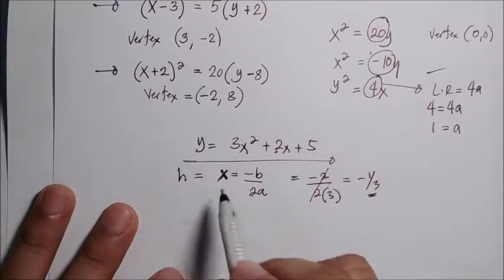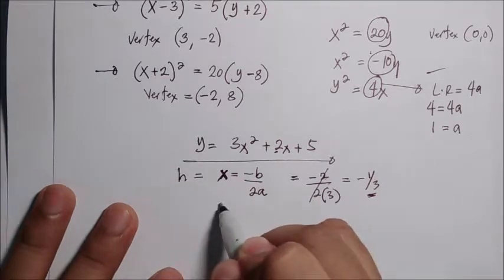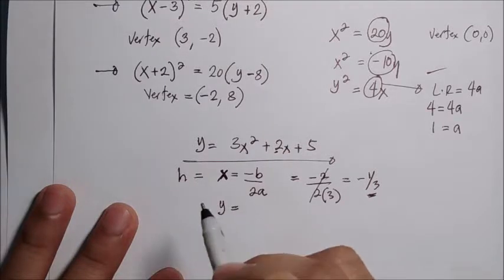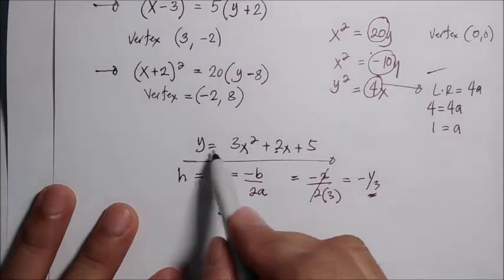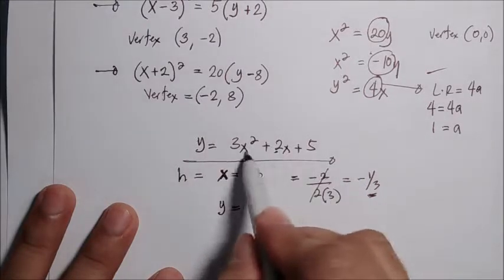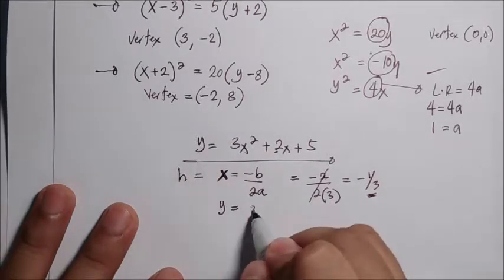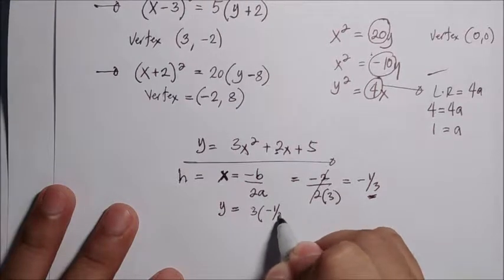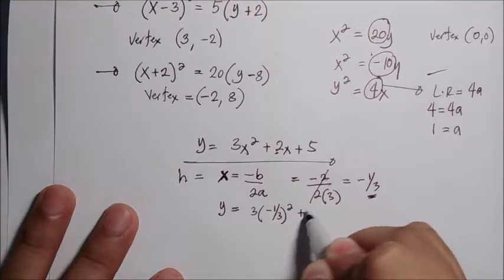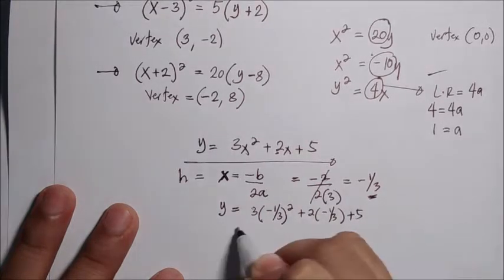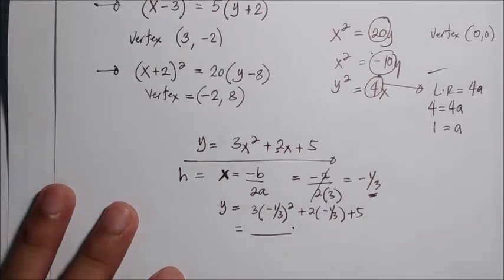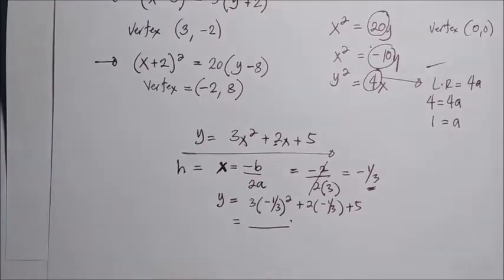Means to say that the value of y, therefore, your y coordinate of the vertex of this parabola, you have to substitute it by this x here. You can compute for the value of y. So 3 times negative 1/3 squared plus 2 times negative 1/3 plus 5, then this is the value of your vertex y.